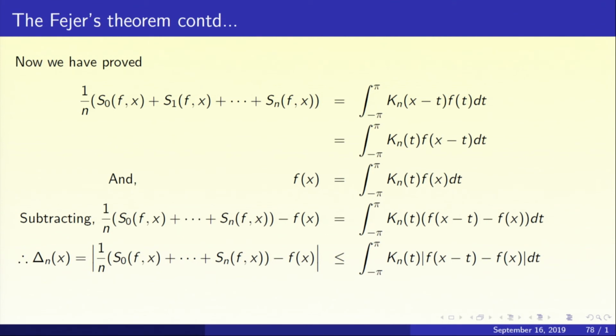What is our objective? Our objective is to show that delta n goes to 0 uniformly. The arithmetic means converge to f uniformly. That is the statement of Fejer's theorem. So, we must show that delta n x must go to 0 uniformly with respect to x as n goes to infinity. We must understand what happens to the integral. In other words, we have to show that the integral from minus pi to pi of kn t into the absolute value of f of x minus t minus f of x dt goes to 0 uniformly. We shall take that up next.